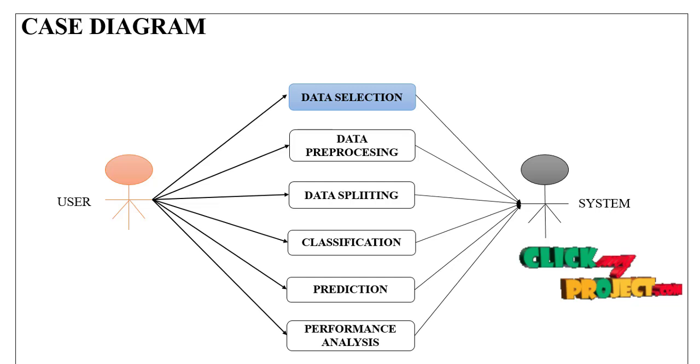And then this is a use case diagram from the user point of view, showing what the system will do. Data selection and then data pre-processing, data splitting, classification, prediction, performance analysis. These are done by the user and these are done by the system. We write the code and then the process is done step by step.